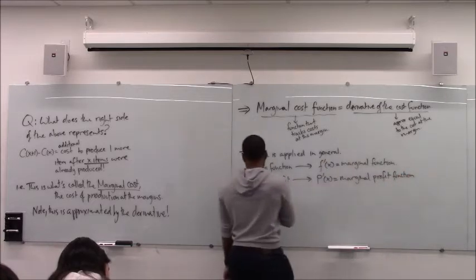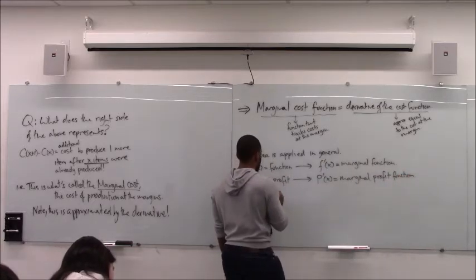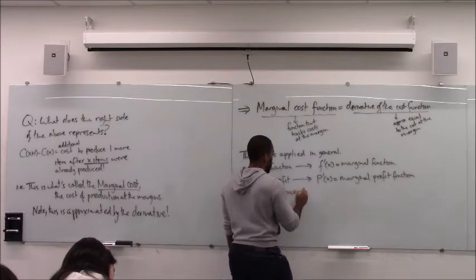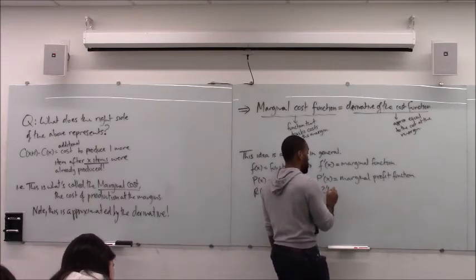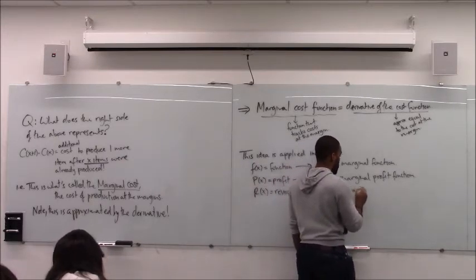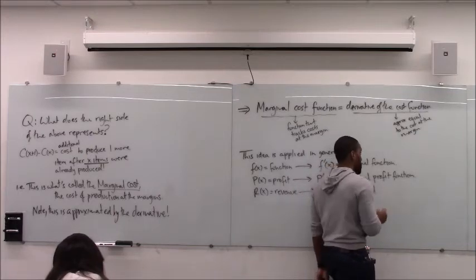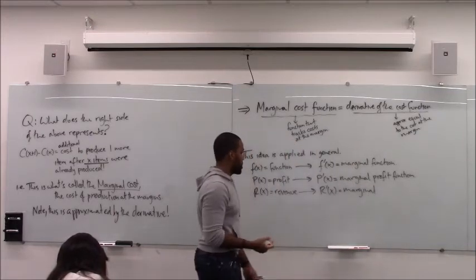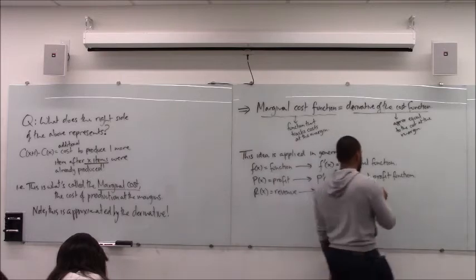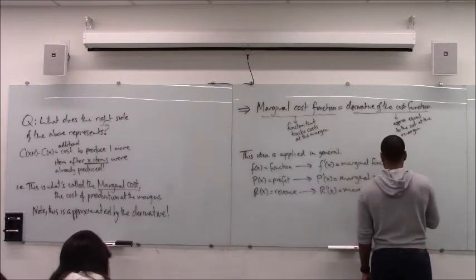Or you can say R is revenue. Then R prime is the marginal revenue, etc. Right? No matter what the function is, if you're thinking of it in an economics context to talk about what's happening at the margin, the derivative is what's going to tell you what happens at the margin.